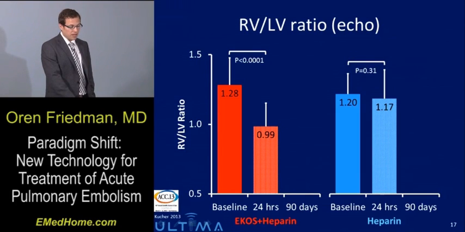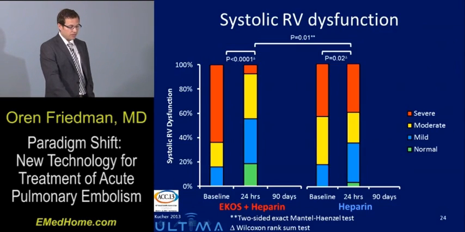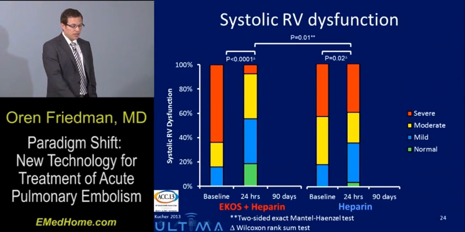And you can see on this slide that there was a reduction in RV to LV ratio over 24 hours. That persisted out to 90 days. You can also see on this slide here that the RV dysfunction also improved. You can see that after 24 hours, a large percentage of the patients were only having mild RV dysfunction in the EKOS group, and the rest had moderate RV dysfunction.